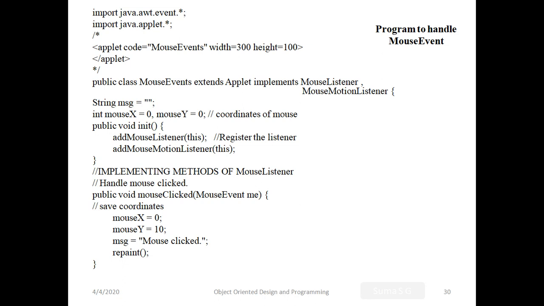Now, since we are implementing 2 listeners, we have to register 2 listeners. In public void init, you add the 2 listeners, add mouse listener and mouse motion listener. That means to the current object, you're adding the listener. You're registering the listener to the source.